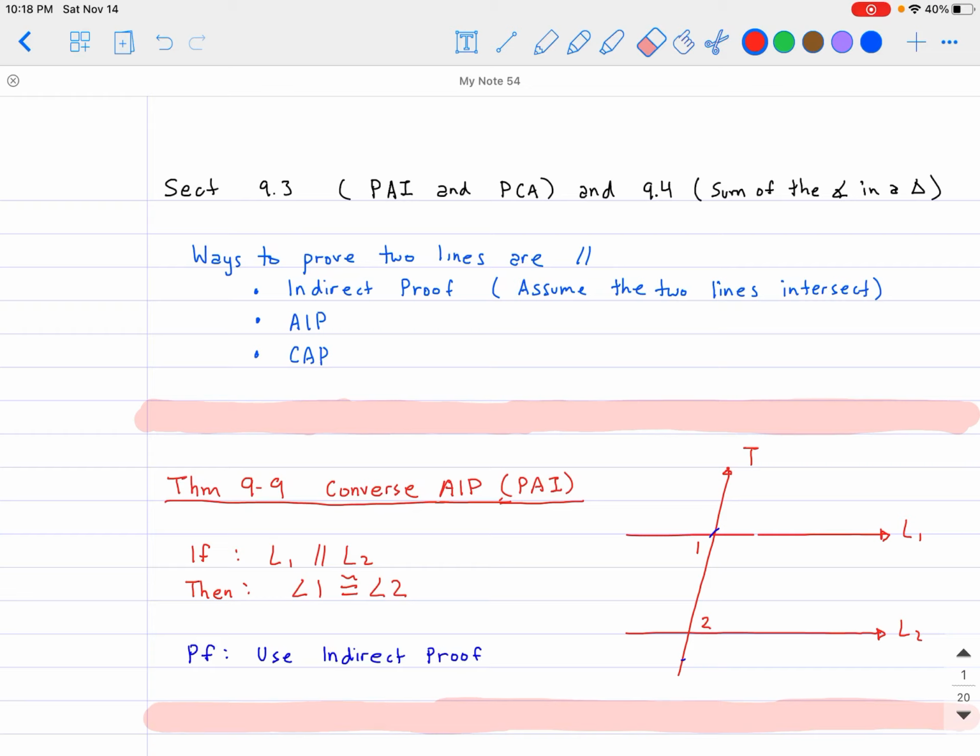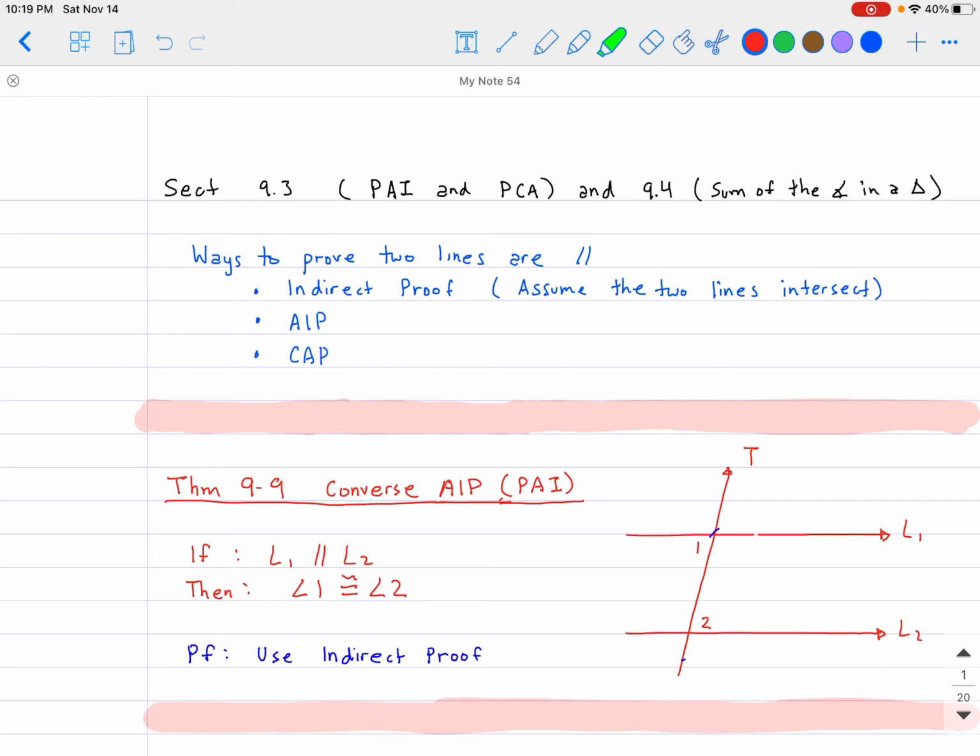Then in section 9.4, we're going to talk about the sum of the interior angles being equal to 180 degrees. That's something that we have kind of taken for granted ever since we were introduced to geometry, like probably 2 years ago, or maybe even longer. But now we can actually go ahead and prove it as a theorem using everything that we know so far.